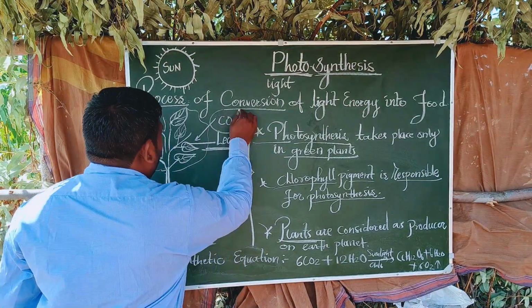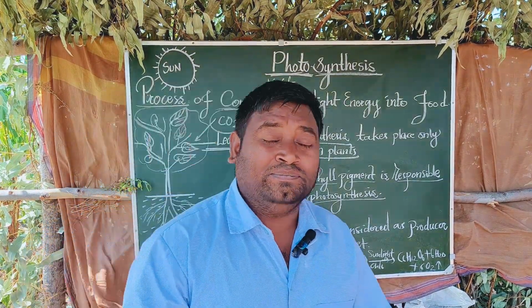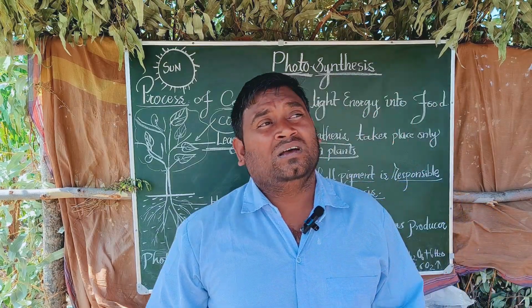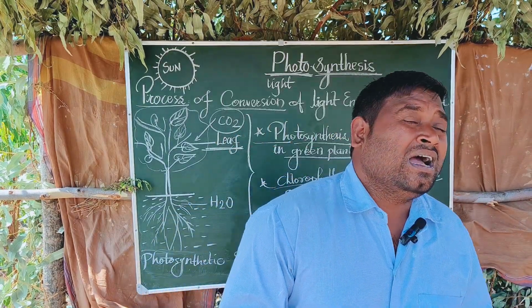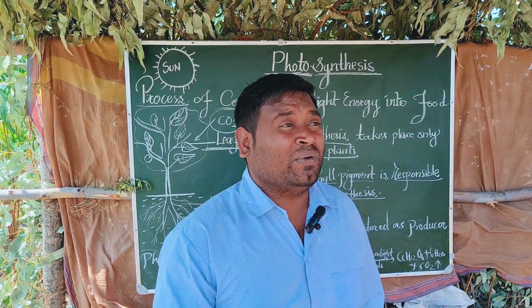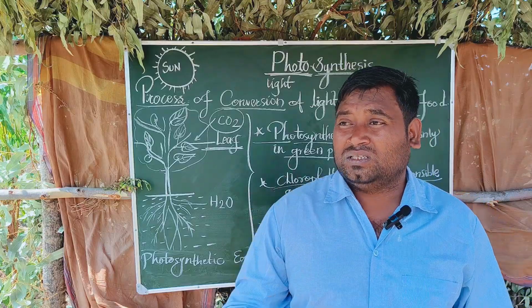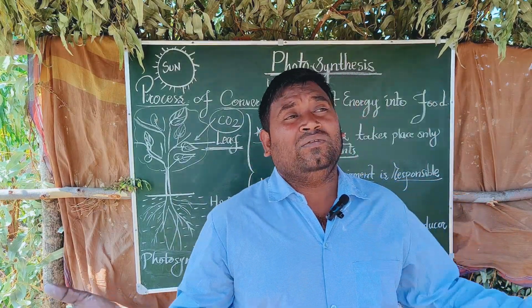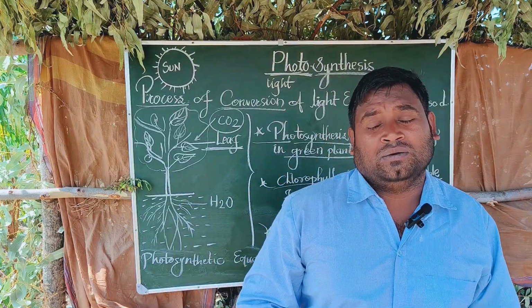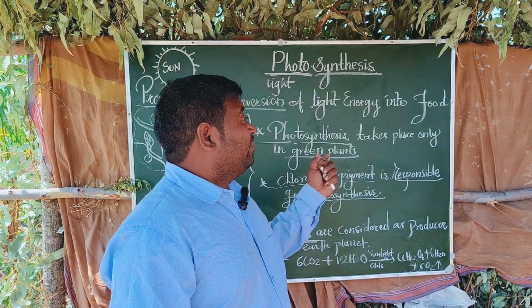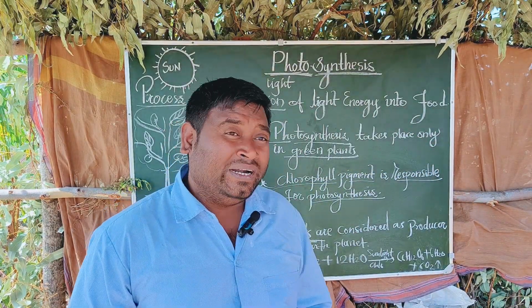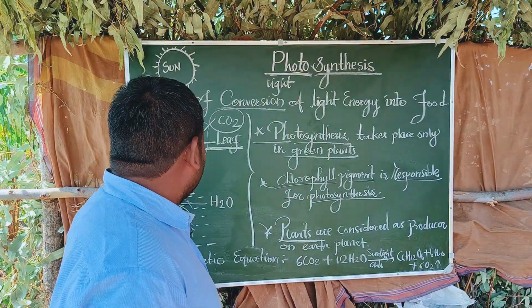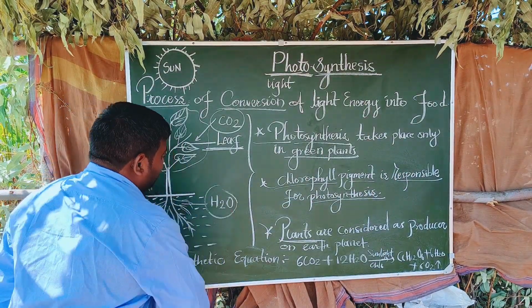As you know, the atmosphere contains air, and the air contains various gases: carbon dioxide, oxygen, argon, ozone, and various other gases. But plants can only absorb carbon dioxide, and they also require water.